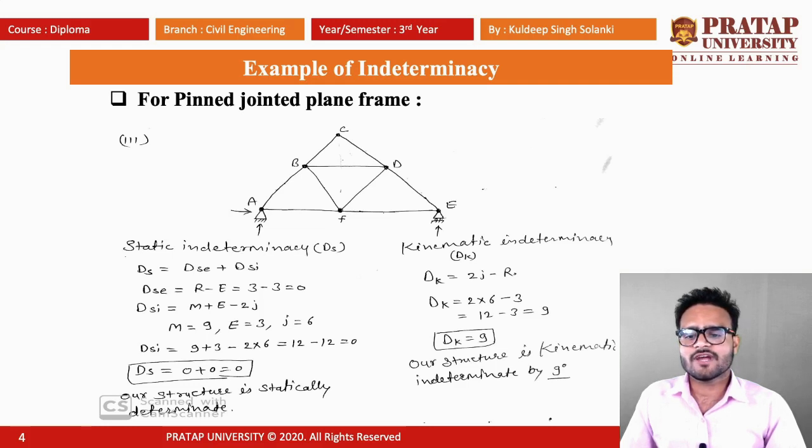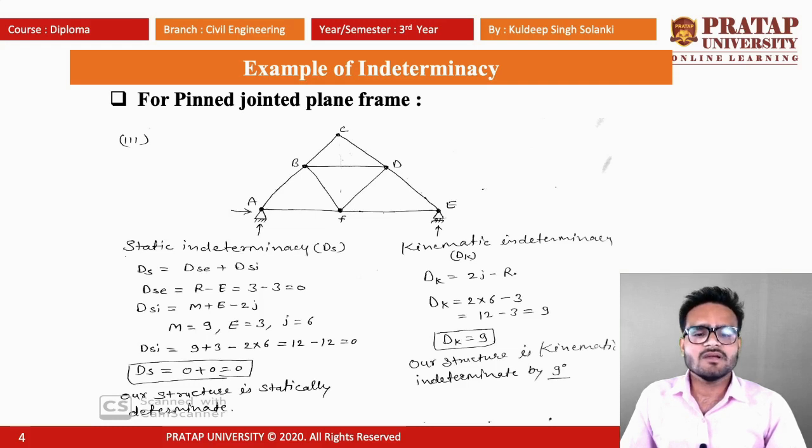So put the values of M, E and J in the DSI formula. The value of DSI is equal to 9 plus 3 minus 2 into 6. After calculating, we get 0. So DSI is 0 and DSC is 0. After adding, the final value of DS is equal to 0. So we can say our structure is a determinate structure, or statically determinate structure.